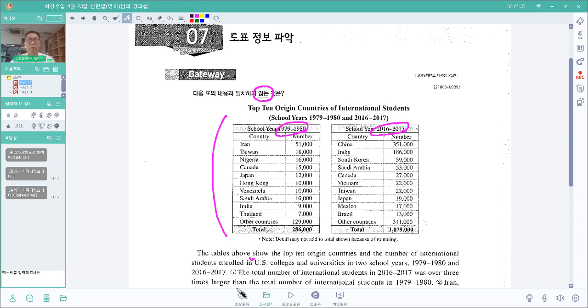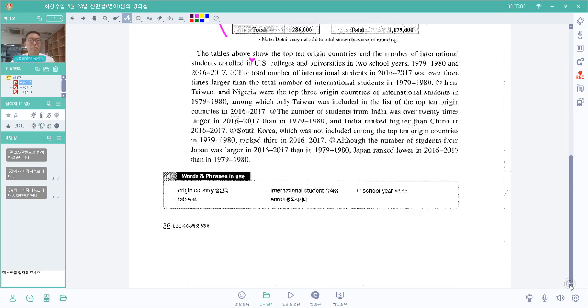So the total number of international students in 2016 was over 3 times larger than the total number of international students in 1979. So here we have more than 1 million people, and here we have 286,000 people. So year 2016 is 3 times larger than 1979. Yes, this is correct, right?